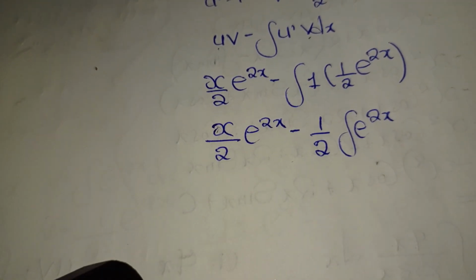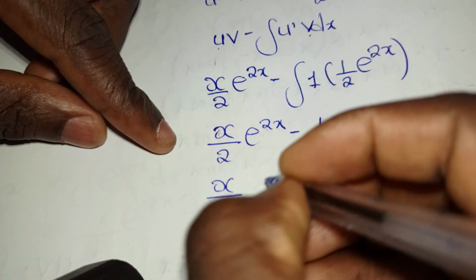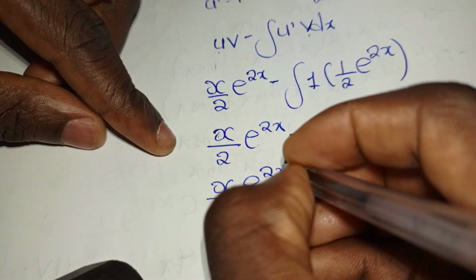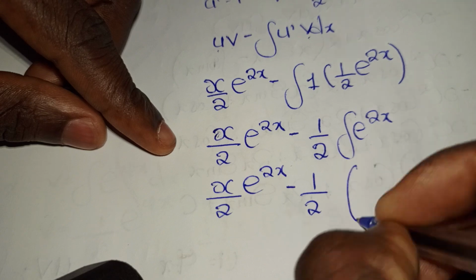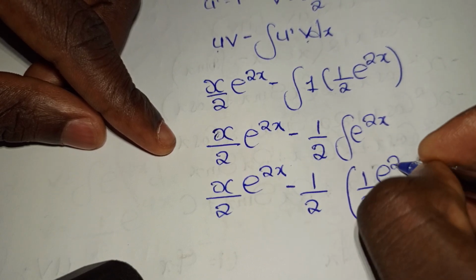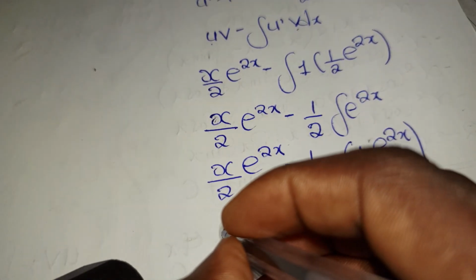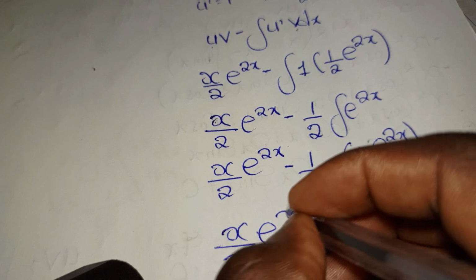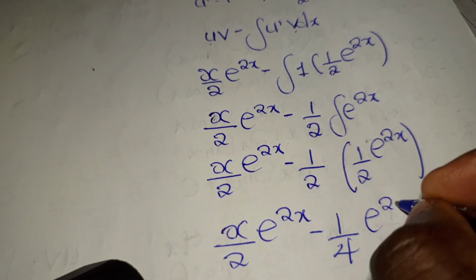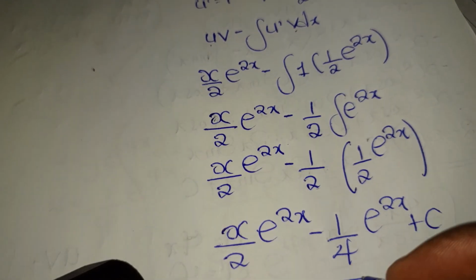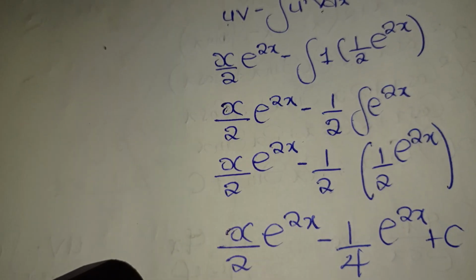We know that if we are to integrate this one, in here we'll have x over 2 e to the power 2x, and we know the integral of this is 1 over 2 e to the power 2x. Then from here we have x over 2 e to the power 2x. We multiply, it will give us 4 e to the power 2x plus c. So this is the integrated function by parts.